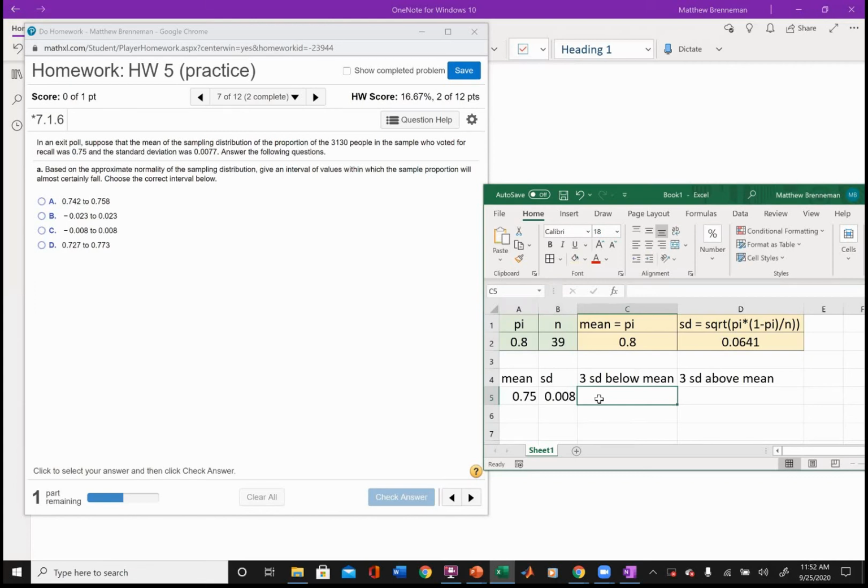And now we're going to use Excel. We're going to say, Excel, use whatever's in this box for the mean and subtract 3 times whatever is in this box for the standard deviation. Okay. And now we just hit enter. And I really don't have to do anything else because I noticed that there's only one value, okay? But I'm going to do the other one, okay?